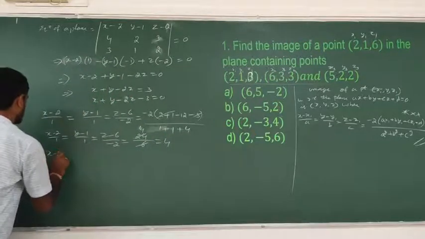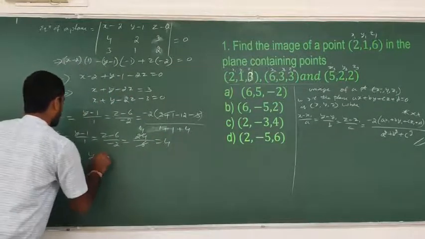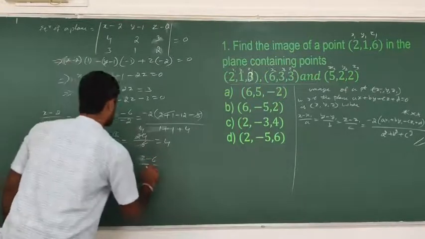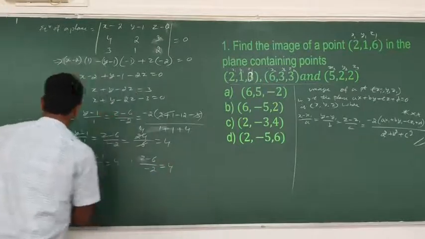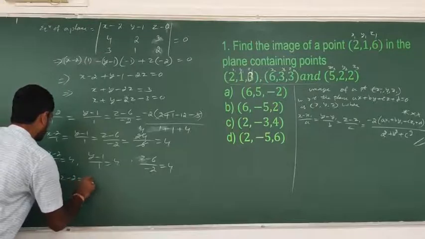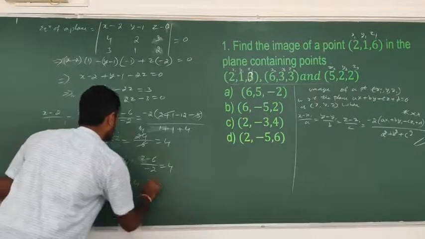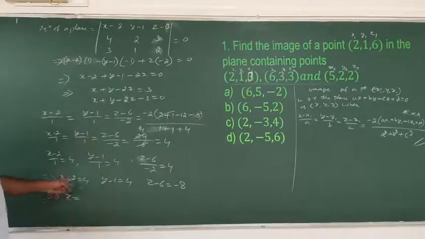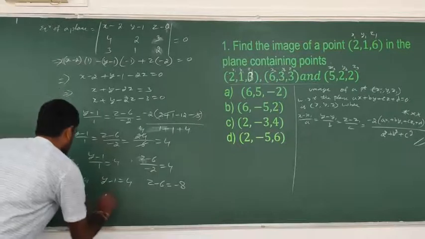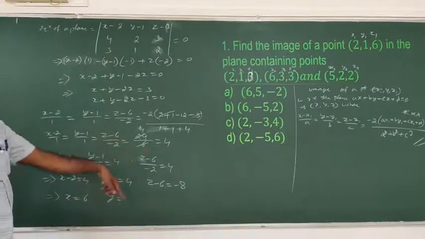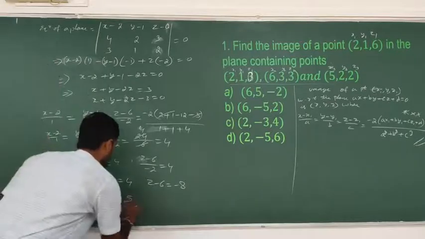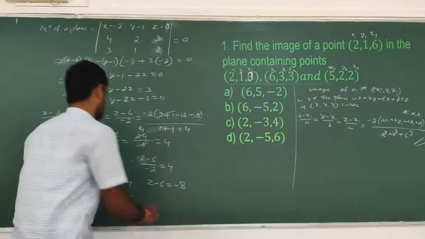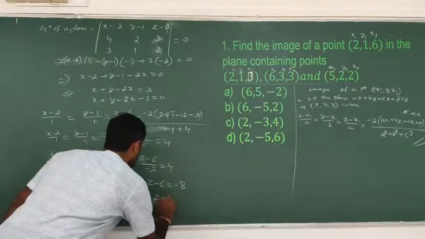Then x minus 2 by 1 is equal to 4, y minus 1 by 1 is equal to 4, z minus 6 divided by minus 2 is equal to 4. So this implies that x minus 2 is equal to 4, y minus 1 is equal to 4, z minus 6 is equal to minus 8, or this implies that x is equal to 4 plus 2, transferring, it becomes 6, y is equal to 4 plus 1, transferring to the right hand side it becomes plus 1, 4 plus 1 is 5, z minus 6, transferring this side it becomes plus 6, minus 8 plus 6 is minus 2, therefore z is equal to minus 2.